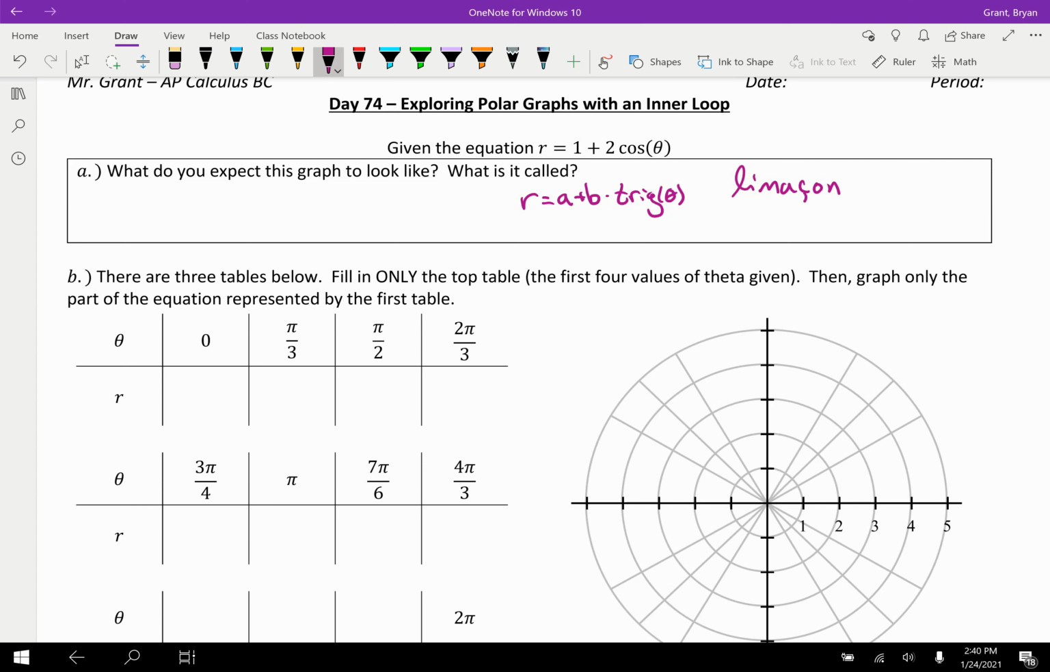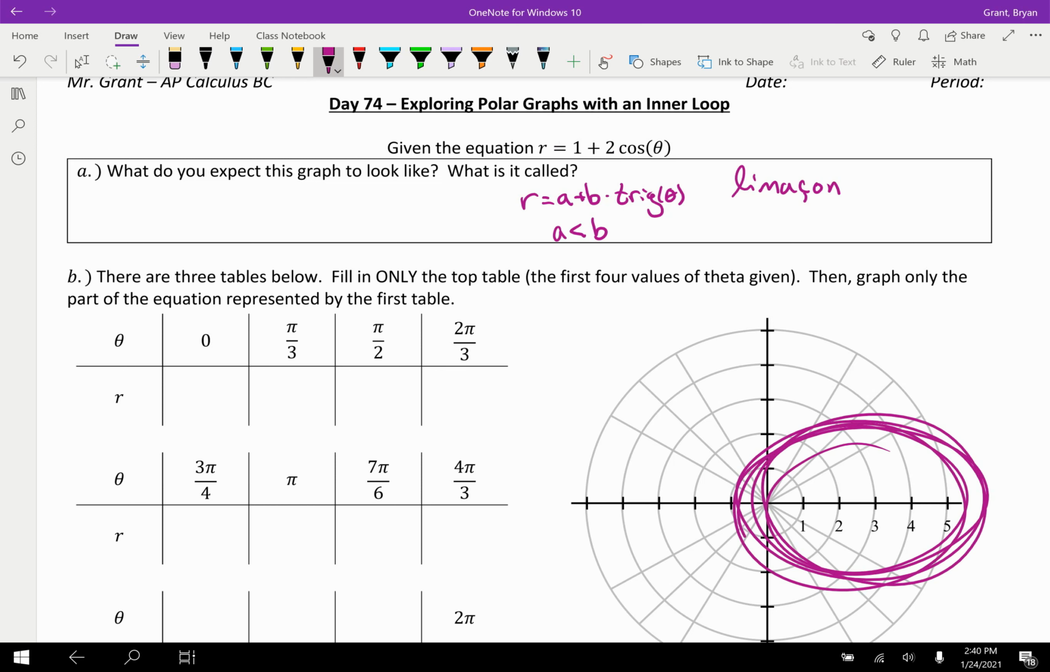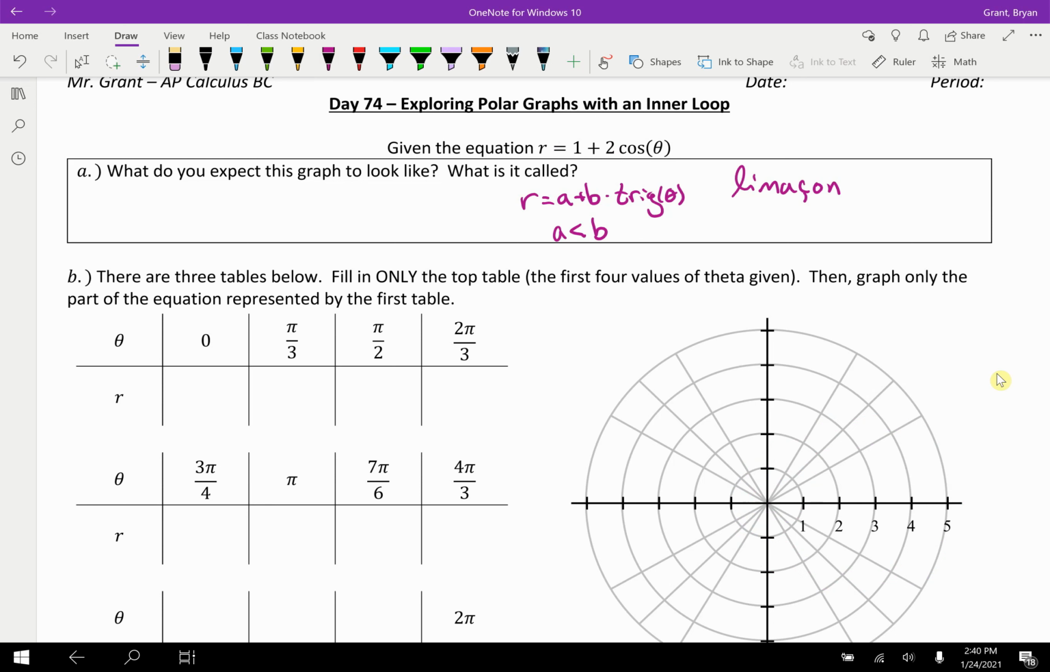And we also learned last class, if a is less than b, like we are up here, then this will create a limaçon with an inner loop. Additionally, because there's cosine here, I would expect the bulk of the graph to be on the positive side of the x-axis with some sort of inner loop over here.